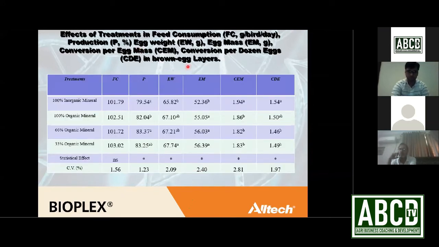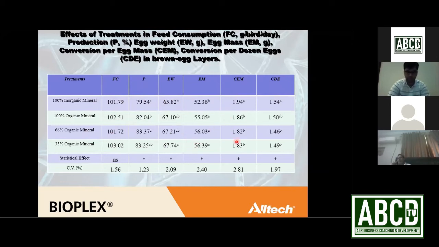They examined the feed consumption, egg production, egg weight, egg mass, the conversion per egg mass, and conversion per dozen. What caught our attention is that the feed consumption was not statistically different, with no significance. But when it came to egg production, you can see that the less minerals you add in the diet in organic form, the better was the egg production. The better was the egg weight, sorry, the egg mass.